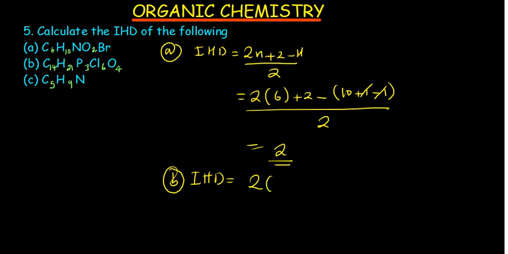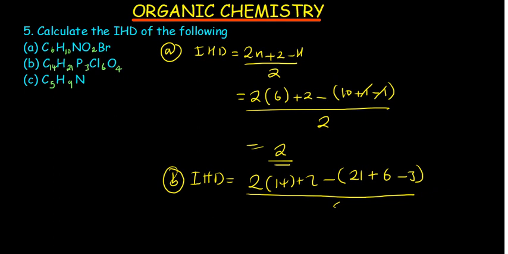The number of carbons, they are 14, plus 2 minus the number of hydrogens, they are 21. How many halogens do we have? Okay, we know halogens always get to add to the IHD. We have got 6 chlorines. And then phosphorus, there are 3 of them, they always get to subtract. Oxygen doesn't affect, it's in group 6, divided by 2.